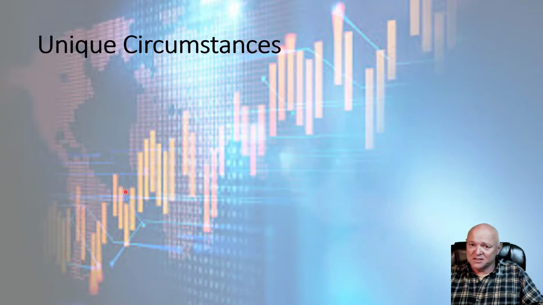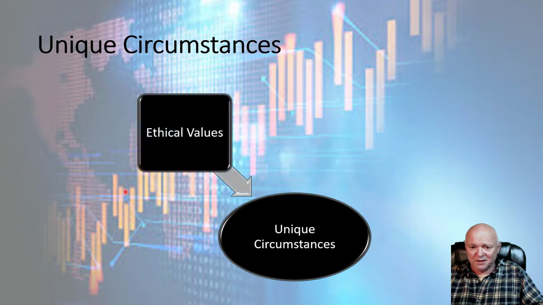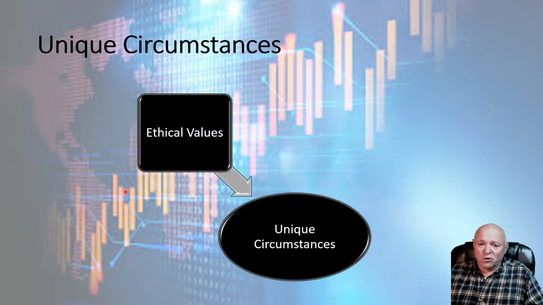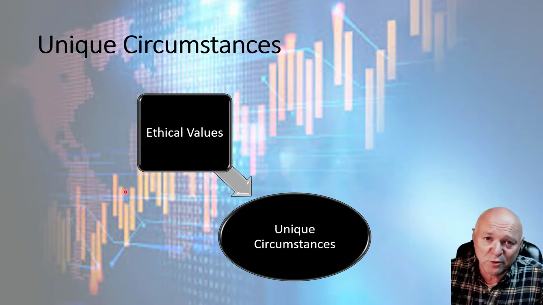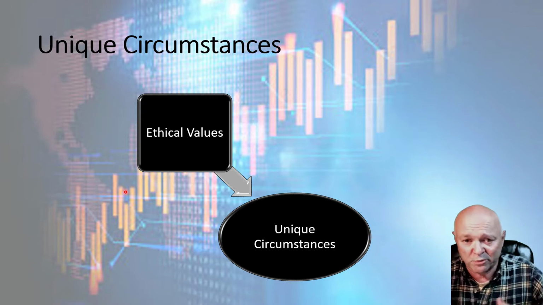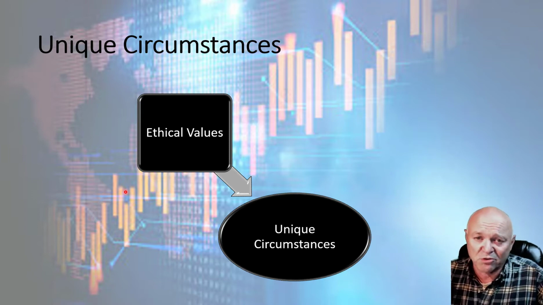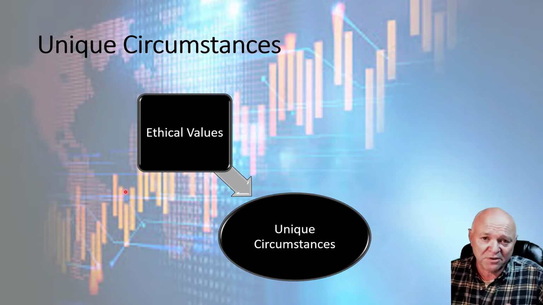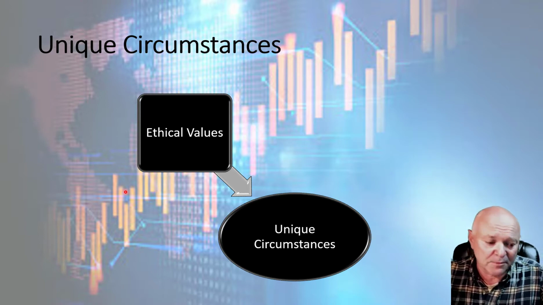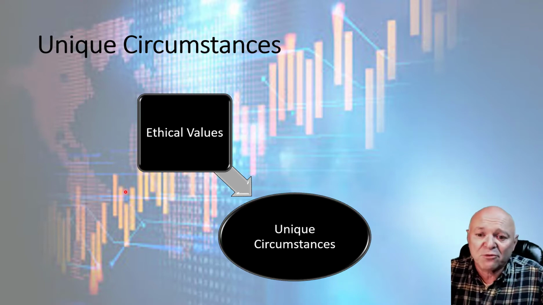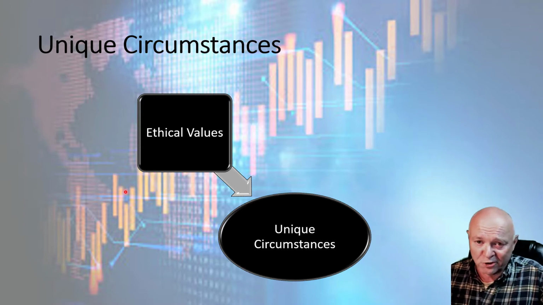Unique circumstances is a very broad category. It could include things that affect your particular ethical framework. So if your client comes in and says, I want to invest in companies, but I don't want to invest in oil companies, I don't want to invest in companies that make guns or weapons, that's going to be part of their ethical framework. And it's certainly within their ability to say that. But of course, that may restrict or reduce the overall return to the portfolio.